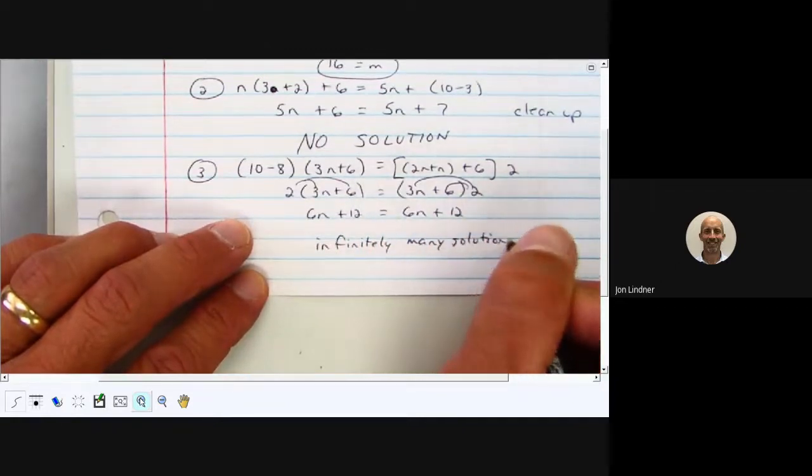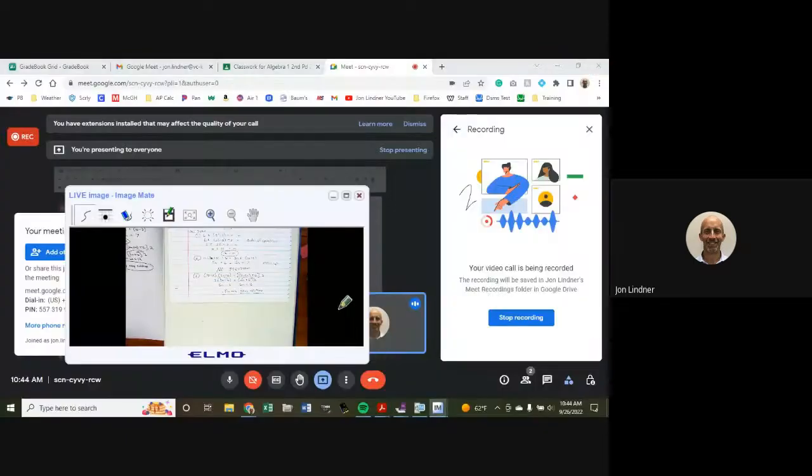And we will stop there for today, and hopefully that gets you a good start on working with equations at an introductory level.